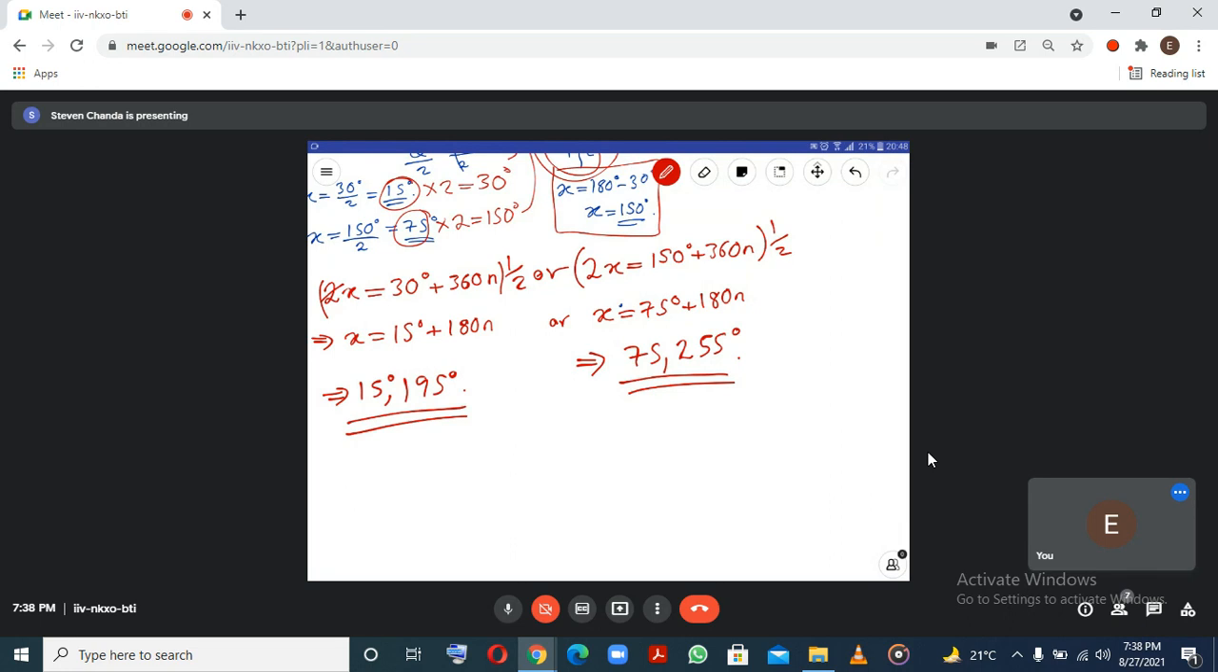So remember from what we had started with, we said 2x. That's what this 30 degrees is representing. 30 degrees is not x. 30 degrees is 2 times x. Because remember the question was sine 2x is equal to half, right? So then we know that this particular 30 is not x, it's 2x.